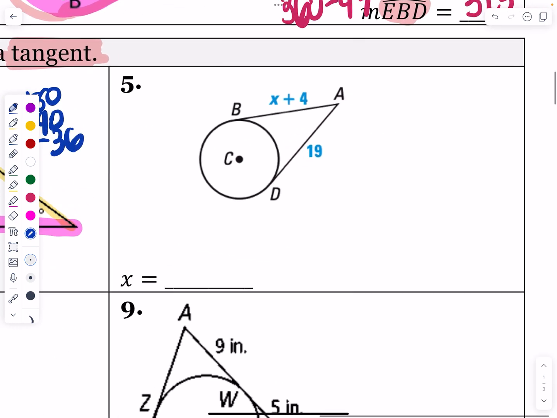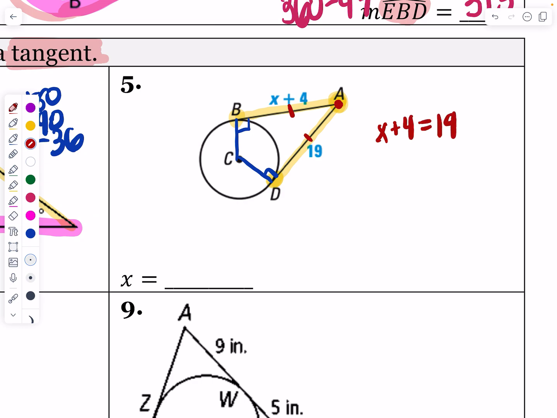In number 5, we have two lines that appear to be tangent coming out of the same point. In my class, I call this the ice cream cone theorem. We can assume that the left side of the cone from point A to D is tangent, so there's a 90-degree angle, and then C to B, we can put a 90-degree angle here. The left side of the cone is going to be the same as the right side of the cone whenever you have two tangent lines coming out of the same point to a circle. So I can set x plus 4 equal to 19, so we end up getting x equals 15.